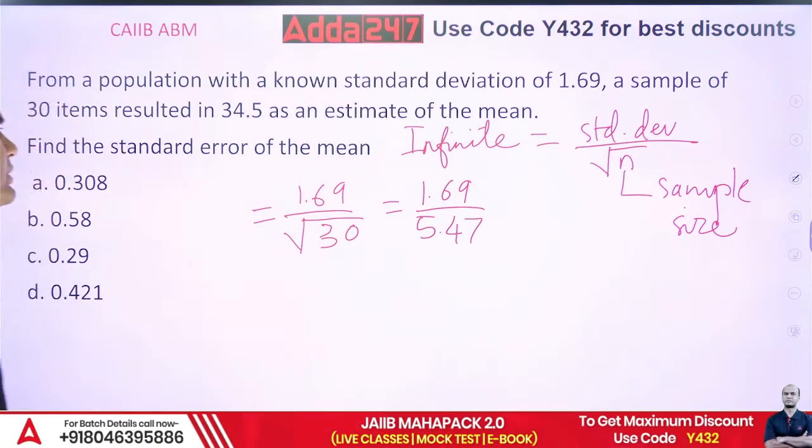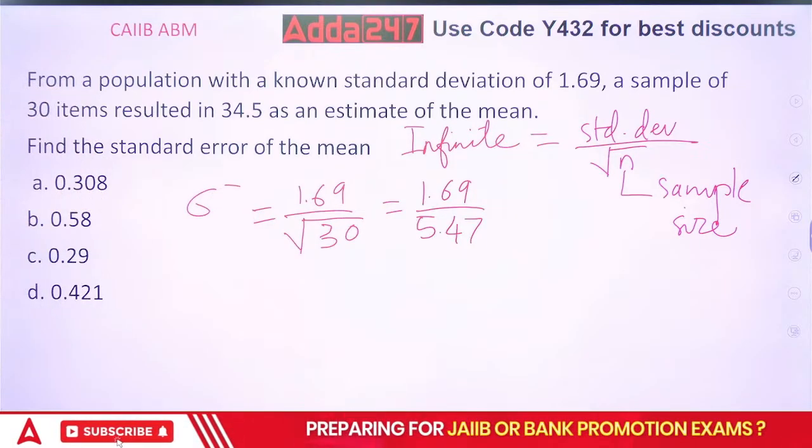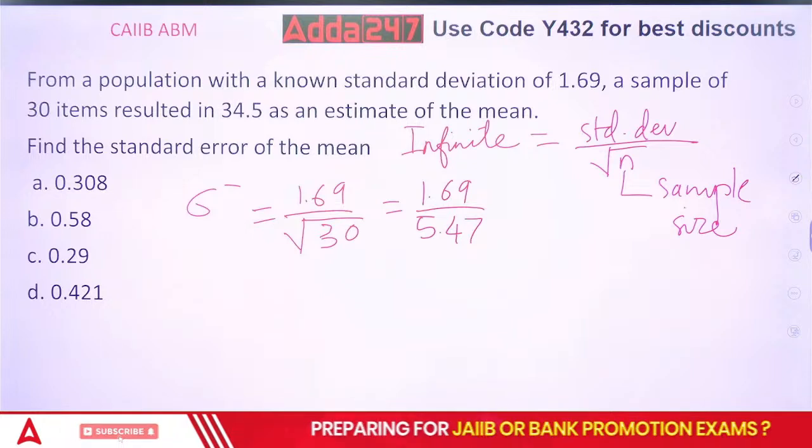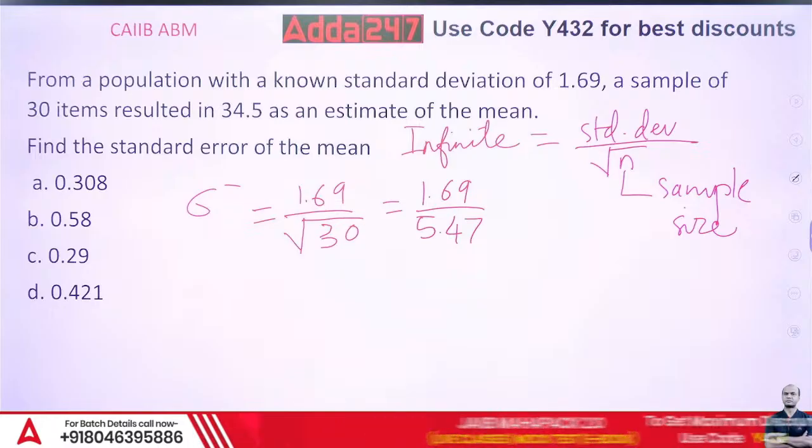But what is the answer? But that is written as psi dash. Standard error is written as psi dash. So now get it, 1.69 divided by 5.47. Get it, everyone?